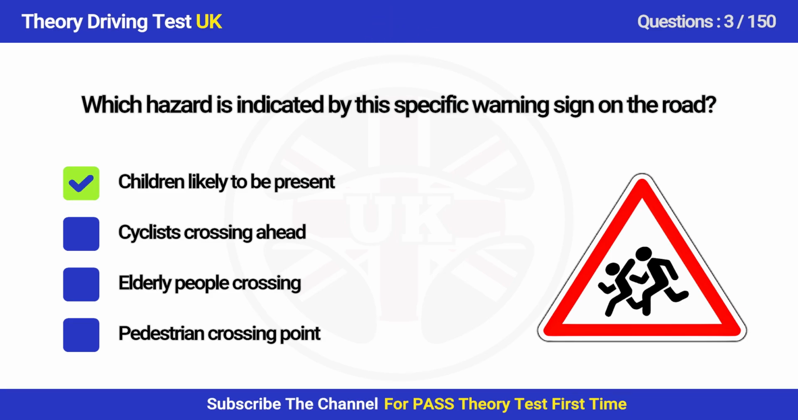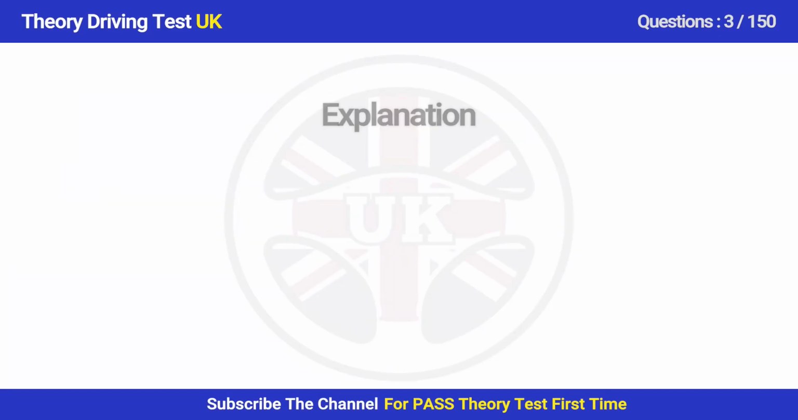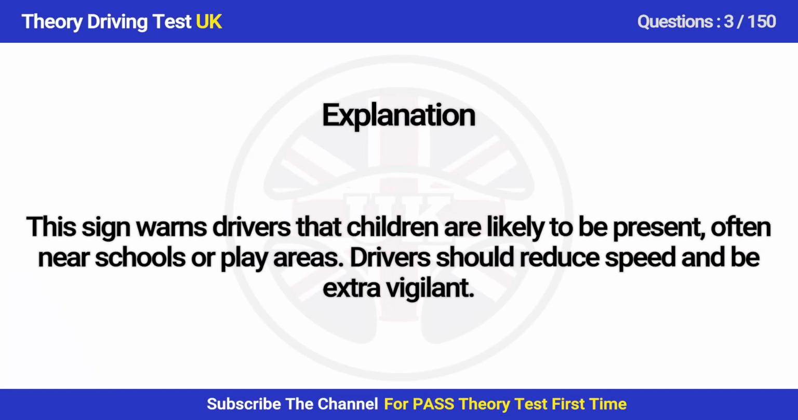Answer is A. Children likely to be present. This sign warns drivers that children are likely to be present, often near schools or play areas. Drivers should reduce speed and be extra vigilant.